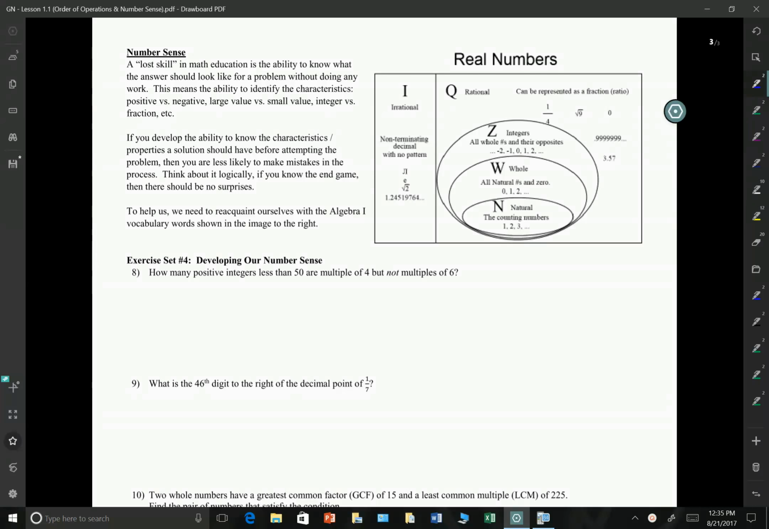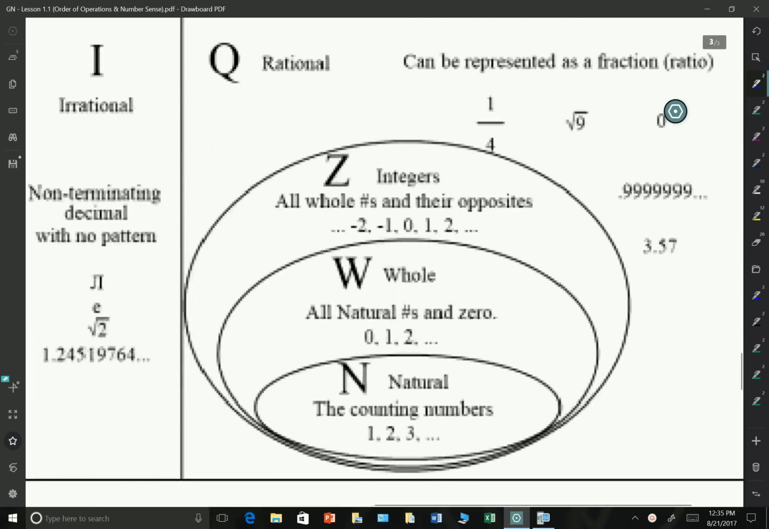We have the definitions for all the numbers that exist, the real number set. You have irrational, rational, integers, whole, natural. If I say the word integer, you need to know that's the positive and negative numbers, including 0, no decimals. If I say whole, that means 0, 1, 2, 3, 4, 5, and so on. Rationals are your fractions. Irrationals, like pi, are non-repeating, non-terminating decimals.